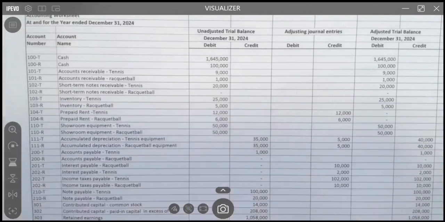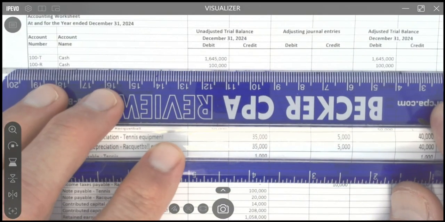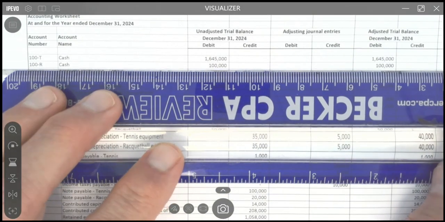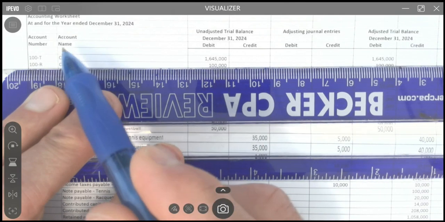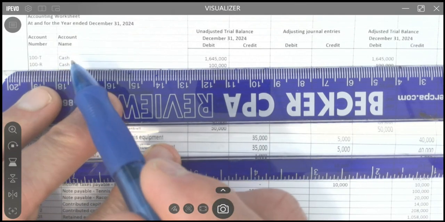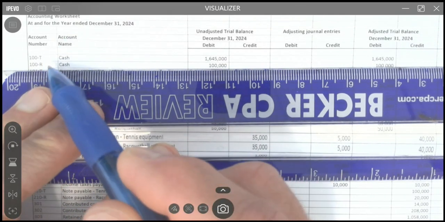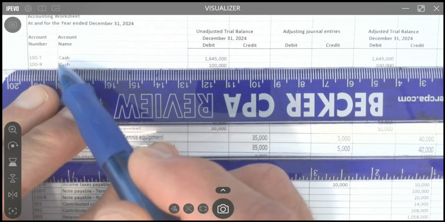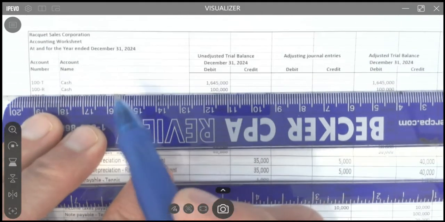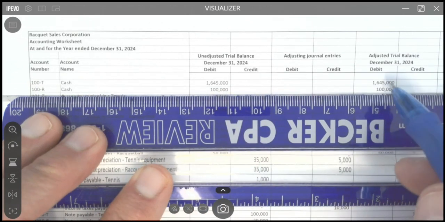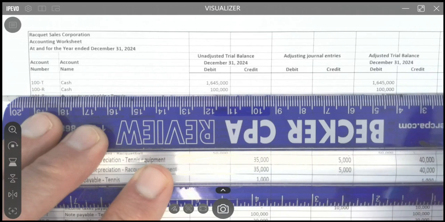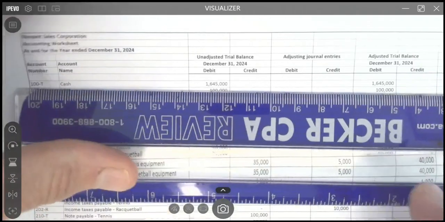And we have cash. We have two accounts of cash. The account number for cash is 100. And then we have dash T, meaning it's the tennis division, and dash R, meaning it's associated with the racquetball division. There are two divisions in this company. And the total of the cash between the two is $1.745 million. And that becomes the first line on our balance sheet.